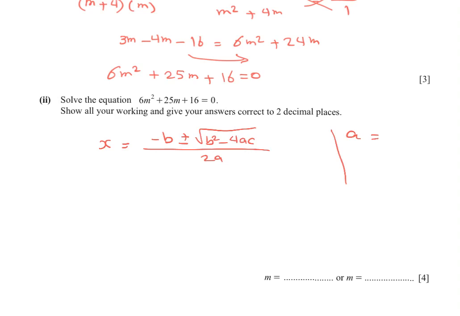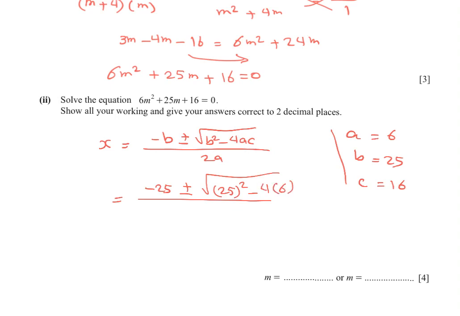A in this case equals 6, b equals 25, c equals 16. By substitution, negative b, so negative 25, plus or minus the square root of b squared, so 25 squared, minus 4 times a times c, over 2a, 2 times 6. Then you can use your calculator. Answer to two decimal places: negative 0.79 and negative 3.38.